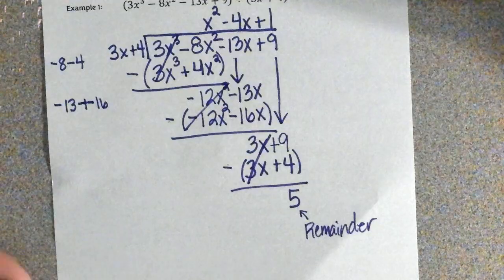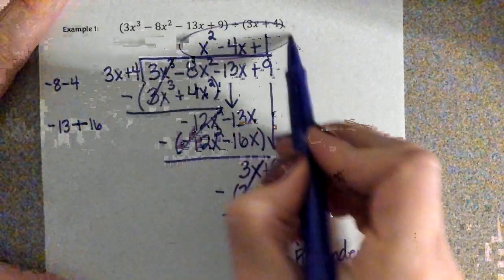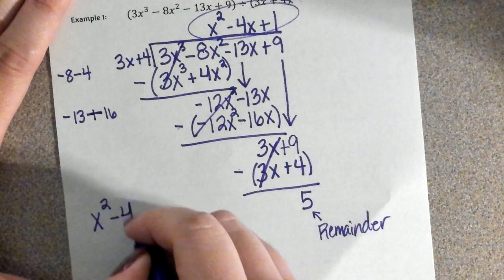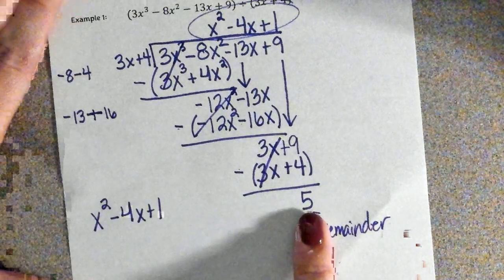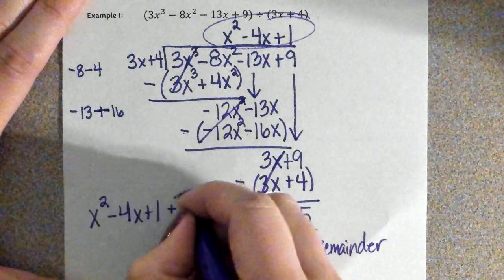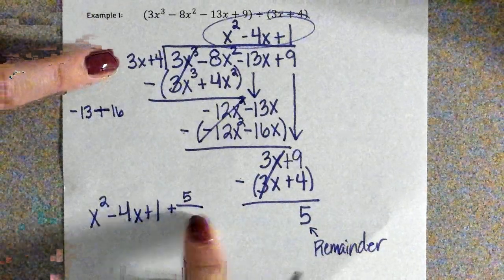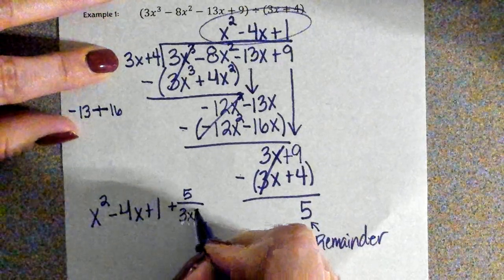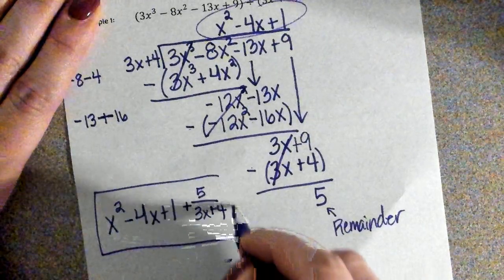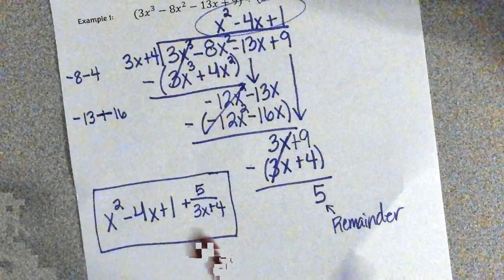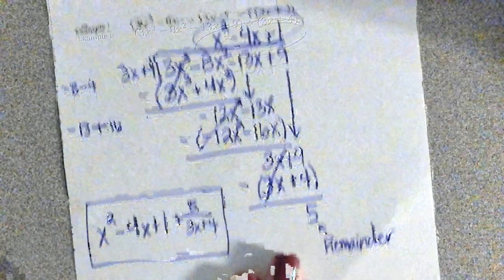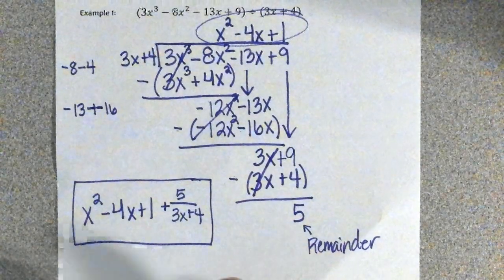Okay, so when we go to write our answer, this is our answer, the quotient at the top. So I'm going to write x squared minus 4x plus 1, but I have a remainder of 5. So remember what we do with remainders is we add them as a fraction over our divisor. So plus 5 over 3x plus 4. So this would be the answer to the division problem. It didn't divide evenly. We had a remainder of 5. Okay? Same stuff. Just you got to do it 2 more times.